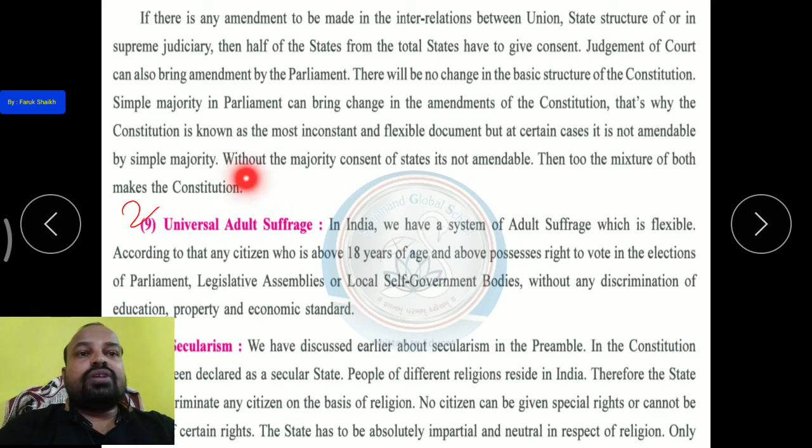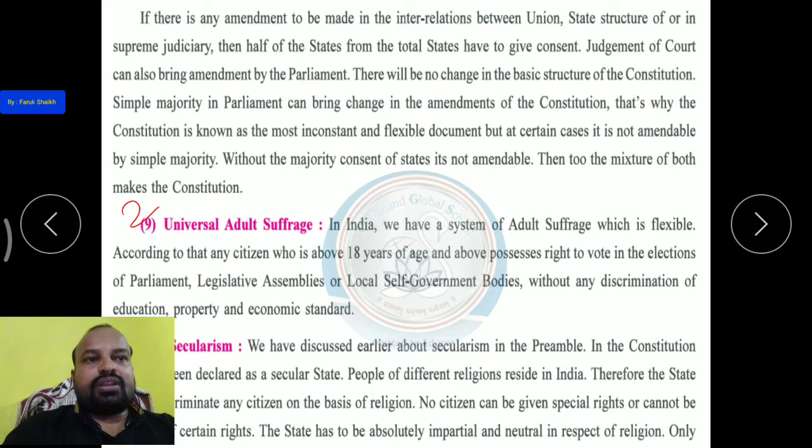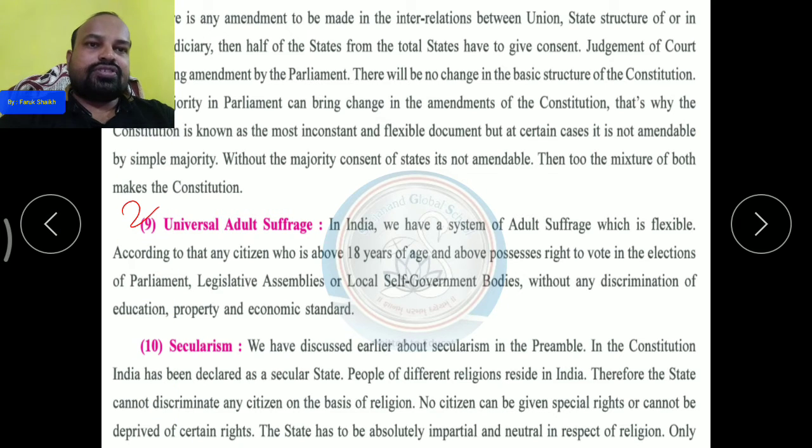So without the majority consent of the states, it's not amendable. Then two, the mixture of both makes the constitution. Okay, so without the majority consent of the state parliament members, it's not amendable. Then the mixture of both, the legislature and the parliament, makes the constitution. Now universal adult suffrage.